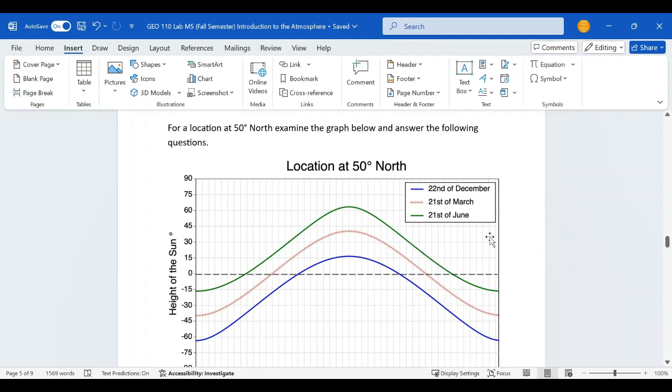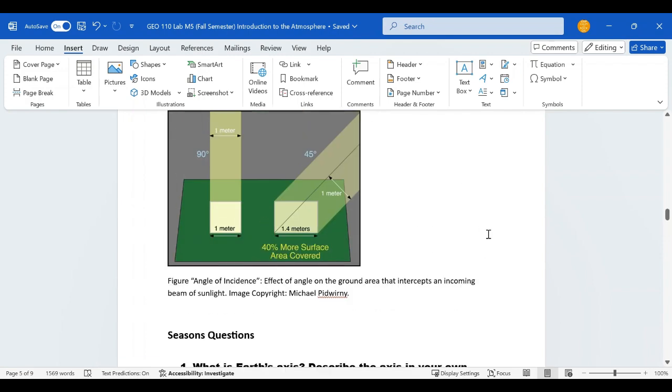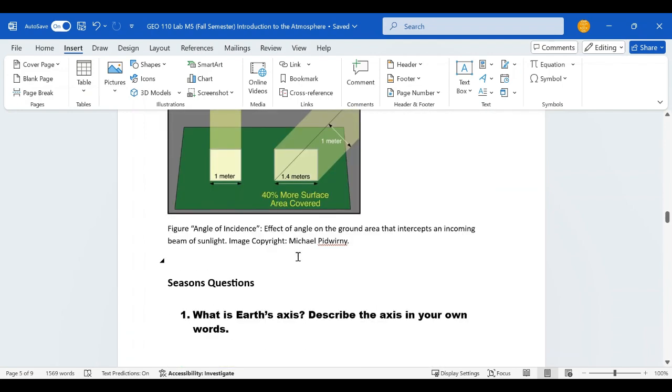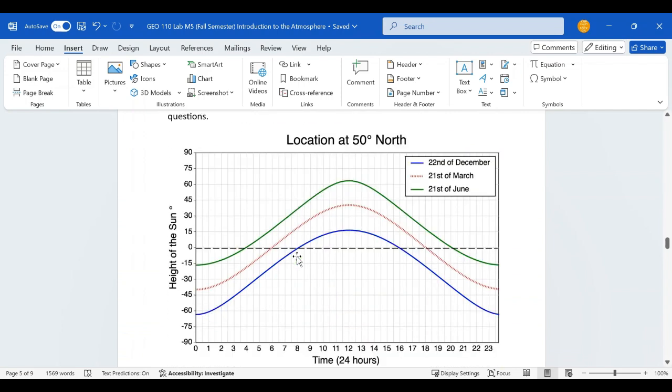So on the 21st of June, the sun is directly overhead at 23.5 degrees north. That's right here. So everywhere in the northern hemisphere is going to be having a longer day. That's one of the things we see from this chart, is that the sun is above the horizon earlier in the day on June 21st and below the horizon later in the day on June 21st.